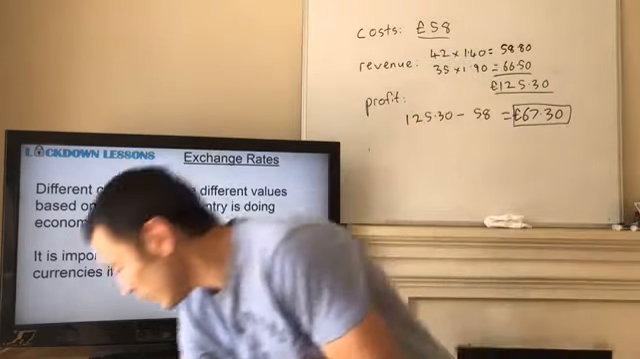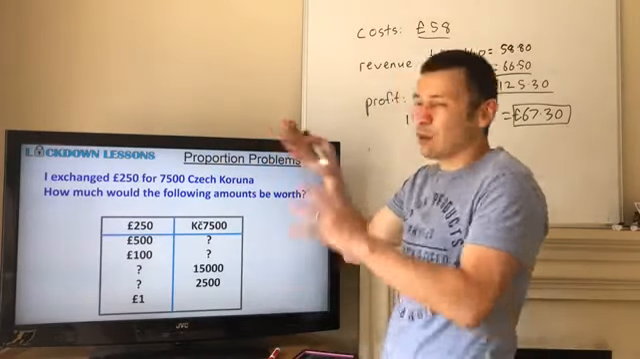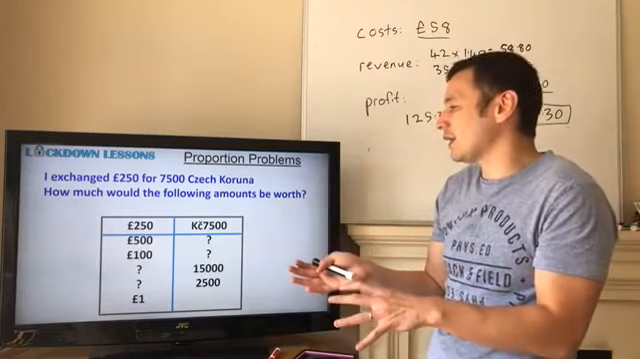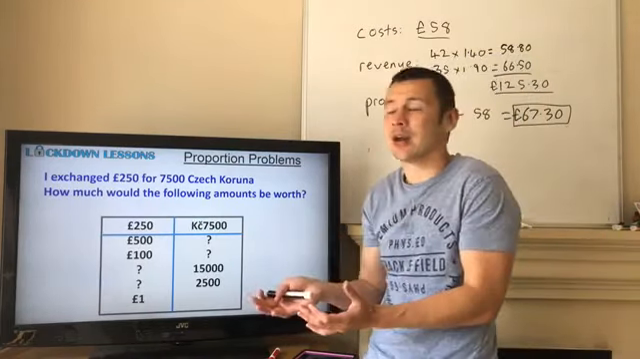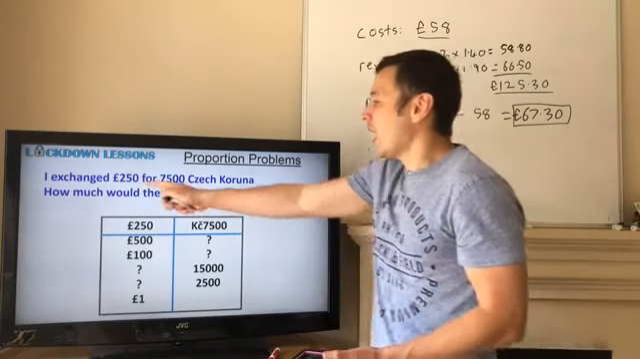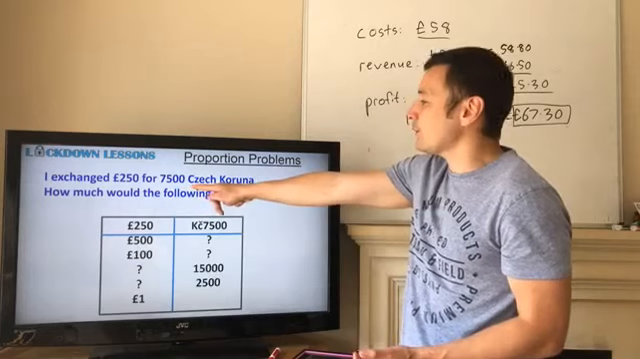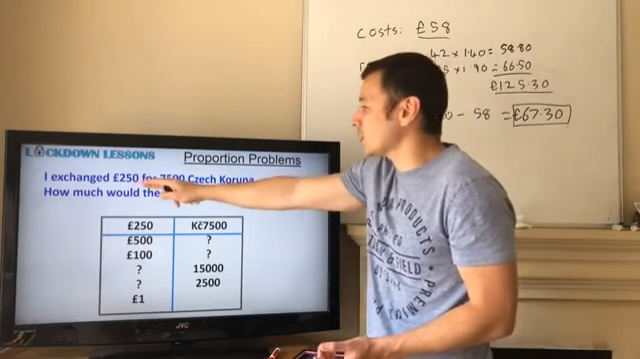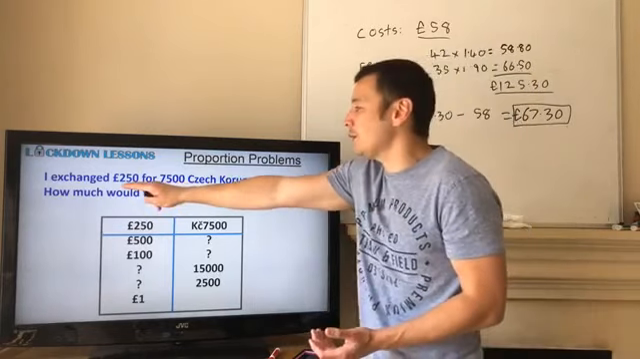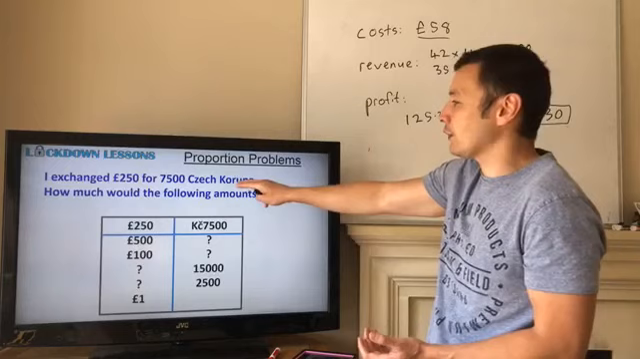So I'm going to show you an example now. This would be one example without a calculator. If you can, try and do this one without a calculator, as this is the only type of question you might get without one. So I exchanged £250 for 7,500 Czech koruna. Okay, so that's the exchange rate there. Approximately £250 got me 7,500 Czech koruna for the Czech Republic.